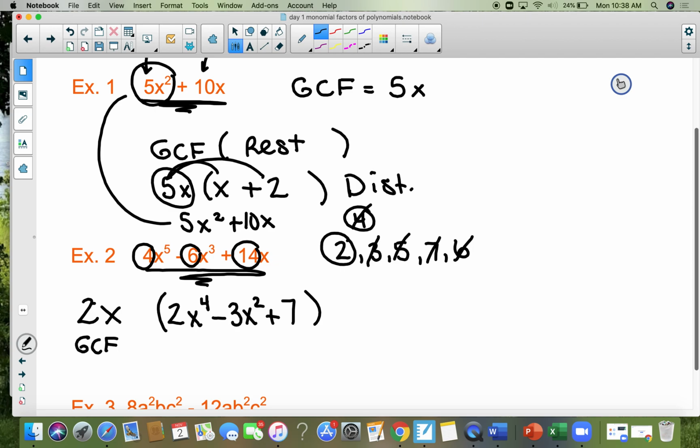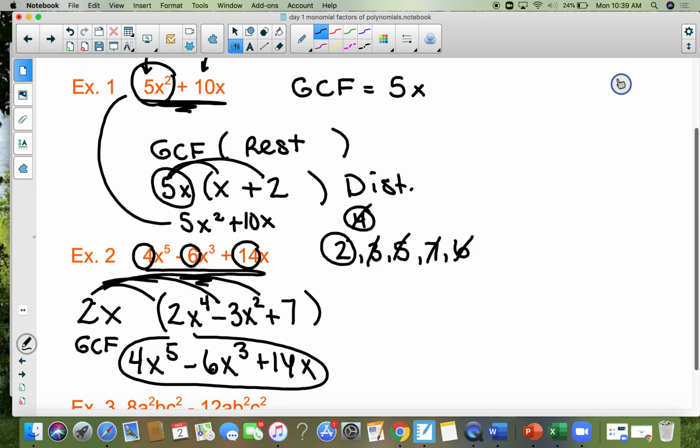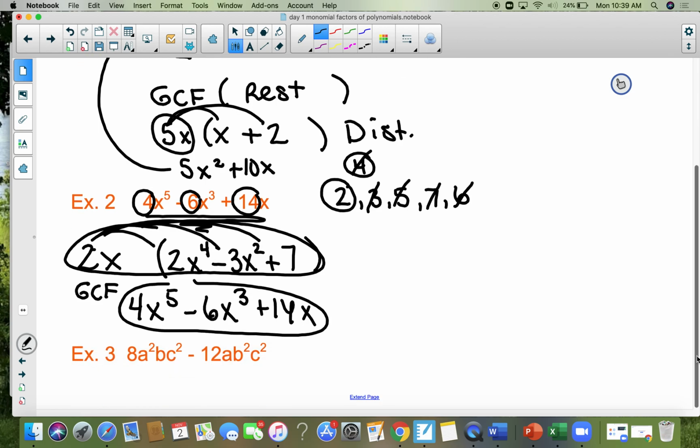And I know I did it right, because in order to check it, I divided to figure out what was going inside. Now I'm going to multiply back out. That ends up being 4x to the fifth for the first term, minus 6x to the third for the next term, plus 14x for my third term. And that gives me the same answer that's in my red. No, you do not have to do this part. I only want this part, but you might want to check it mentally.